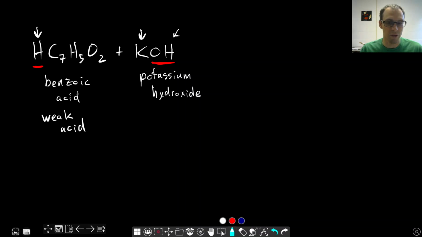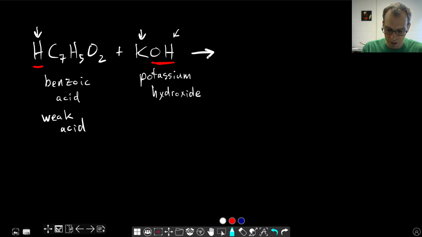If this were a strong acid and a strong base, the protons and hydroxide ions would be completely separated and would just form water. We saw that in the last video. But with the weak acid, we get slightly different products out of this reaction. Okay, enough talk. Let's go ahead and write out the products of this reaction.